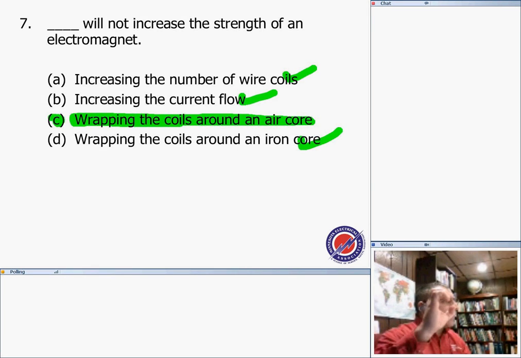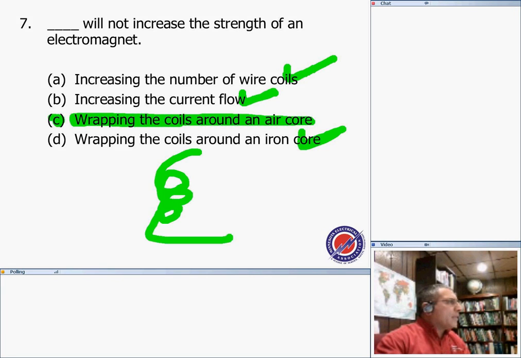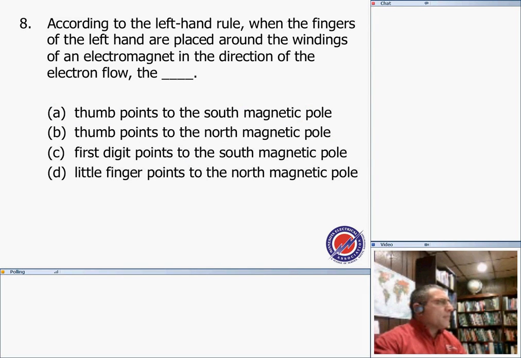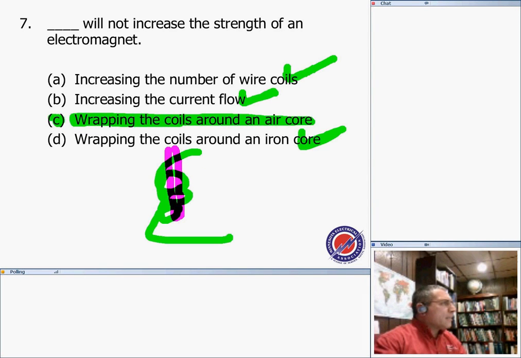So how can I increase the strength of the magnet, Joe? I can increase the strength of the electromagnet by adding more current, or adding more coils, or putting conductive material like iron or steel right in the core of that coil. That's basically what we're trying to do here. Iron material right into that core. Any questions, my friends, about that one? So that's C.